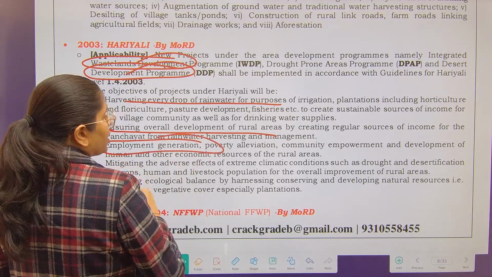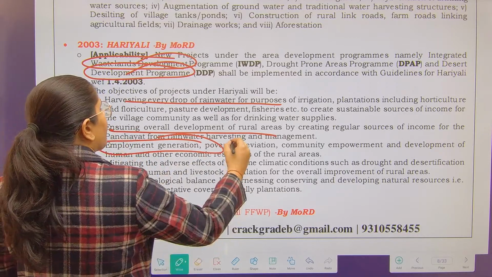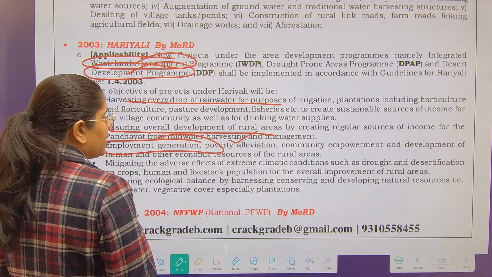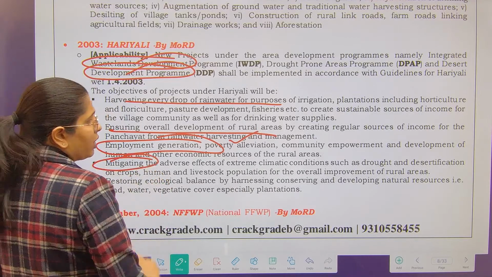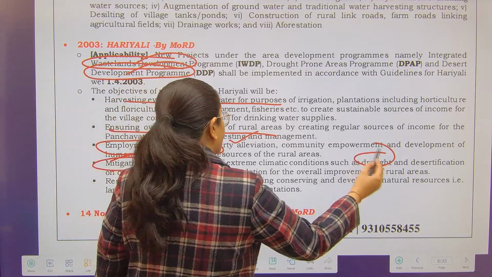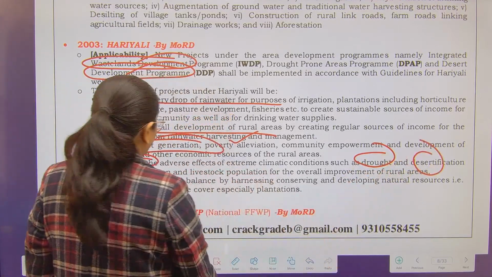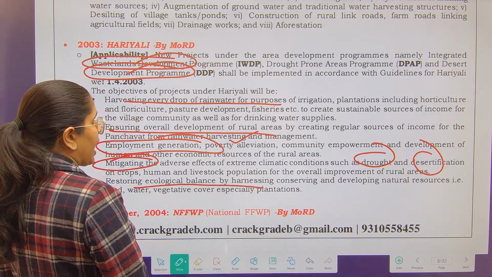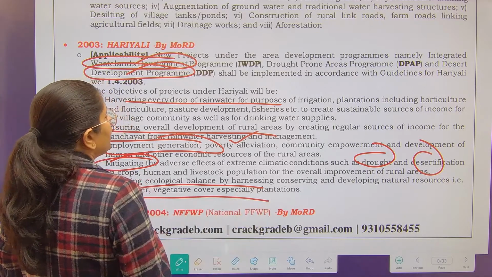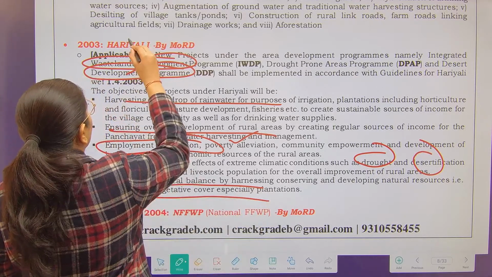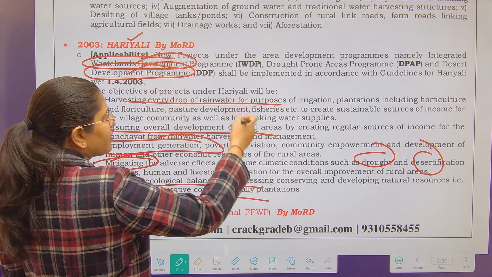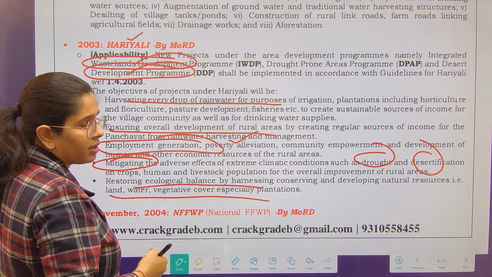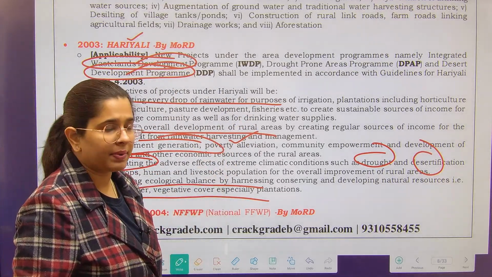Next is employment generation, poverty alleviation, support to rainwater harvesting, mitigating the extreme impacts of drought and desertification, restoring ecological balance by harnessing and conserving developing natural resources. So basically what you have to remember is the name of the scheme. Objectives are not so difficult for your understanding purpose.